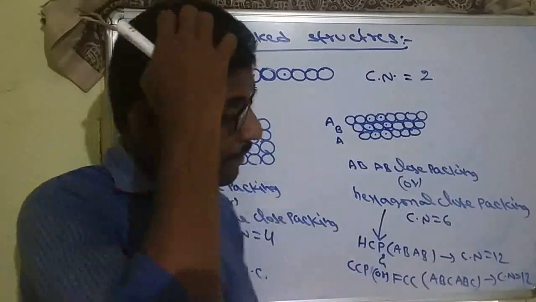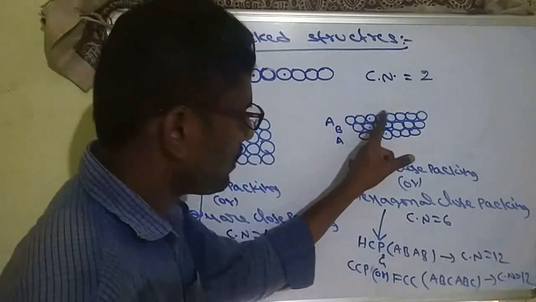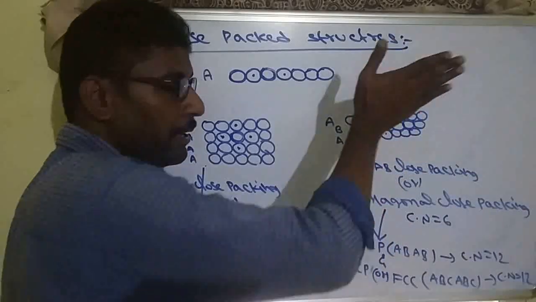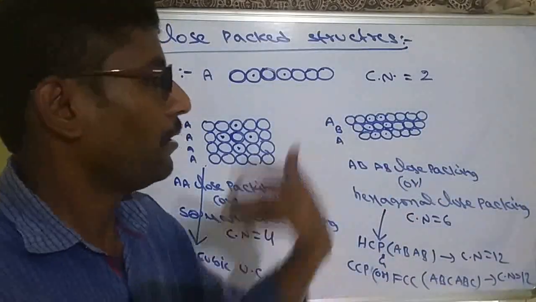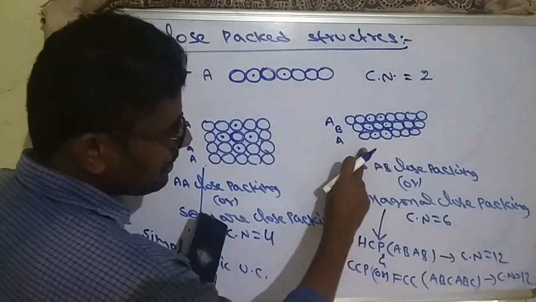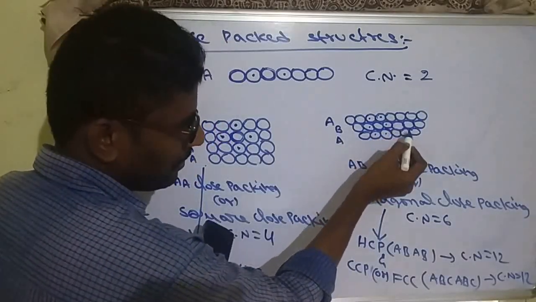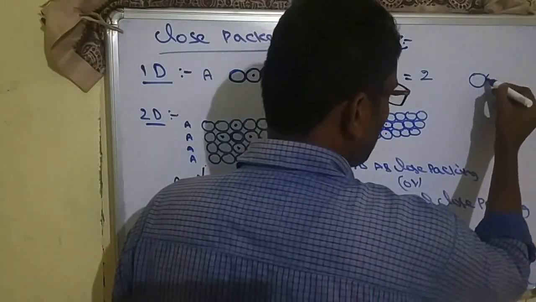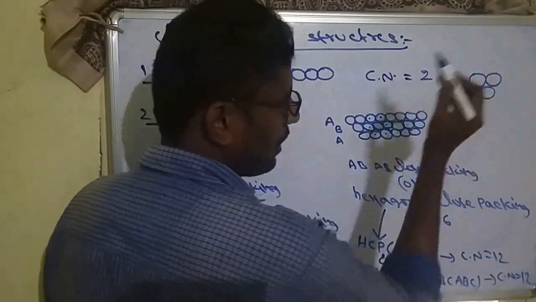So how does coordination number 12 come? In two-dimensional, coordination number is 6. Already 6 particles are attached. But when we are attaching another layer from the front side, a total of 3 particles will contact extra. How will 3 particles contact? See this. In this two-dimensional structure, between any 3 spheres, some space is there, like this. This is a particle, this is a particle, this is a particle. So between 3 particles, some space is there.